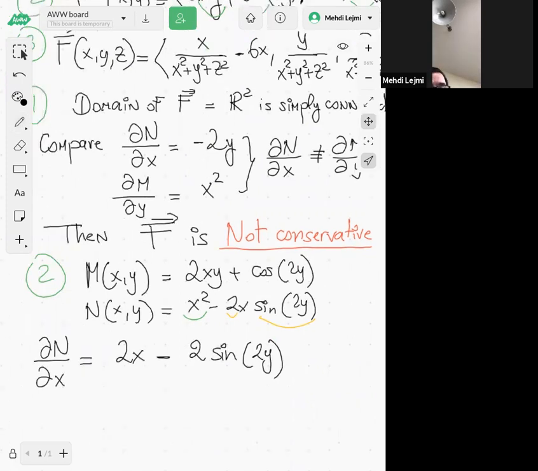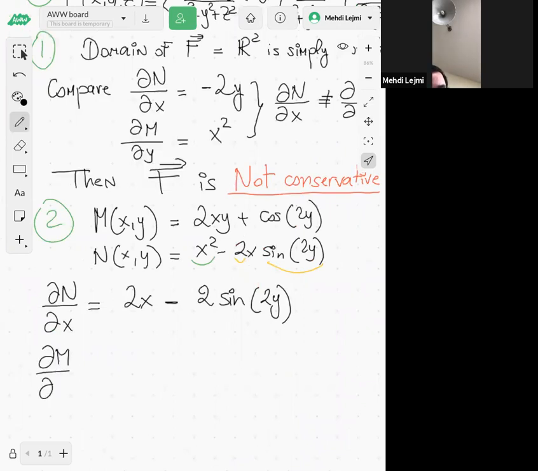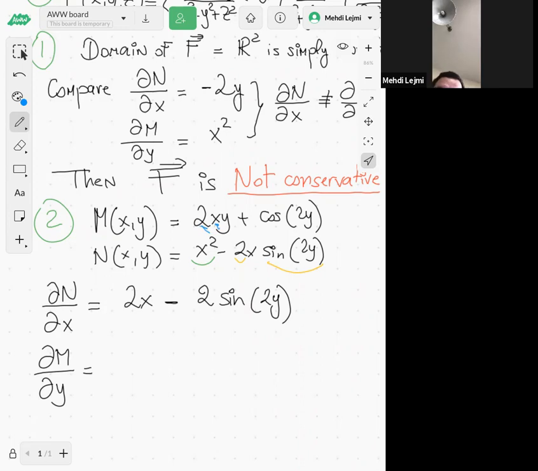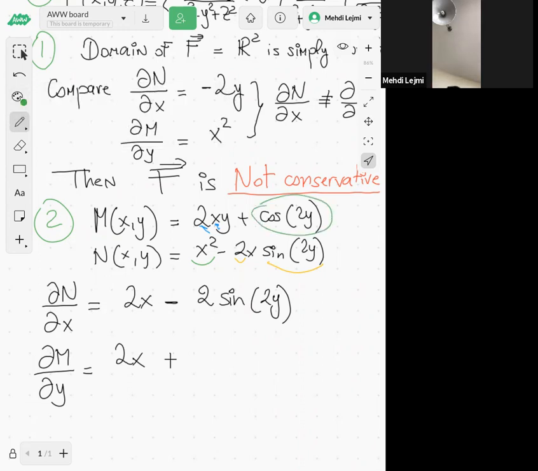Now derivative of M with respect to y. So we assume x is a constant. So here, this x is a constant. So 2x is a constant times y. So the derivative with respect to y would be just equal to the constant. So that's 2x, right? Plus, and then cosine of 2y. So cosine of 2y, derivative with respect to y. Here we need to apply, you know, this is a composition of two functions. There's a function cosine and there's a function 2y, right? So we need to apply the chain rule.